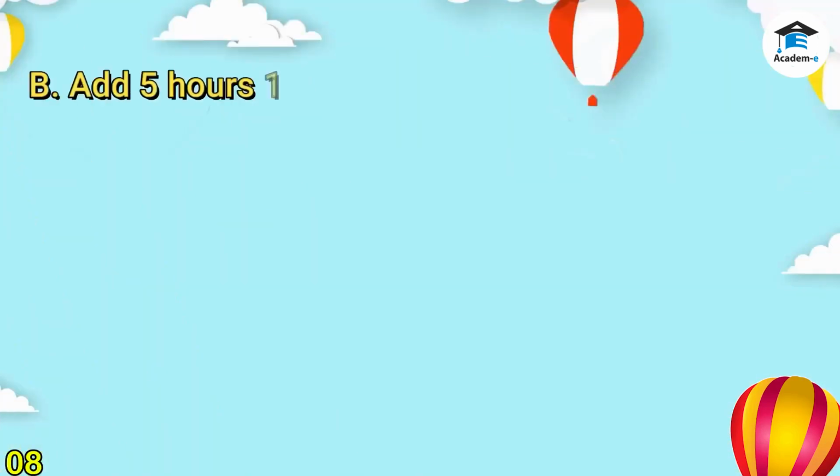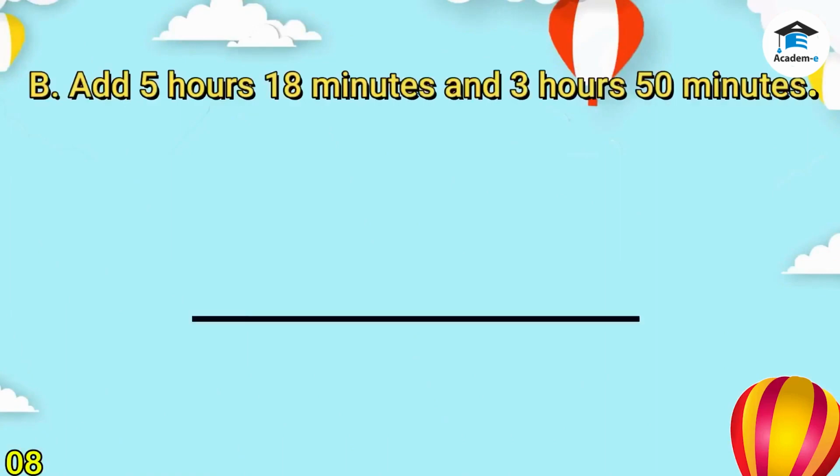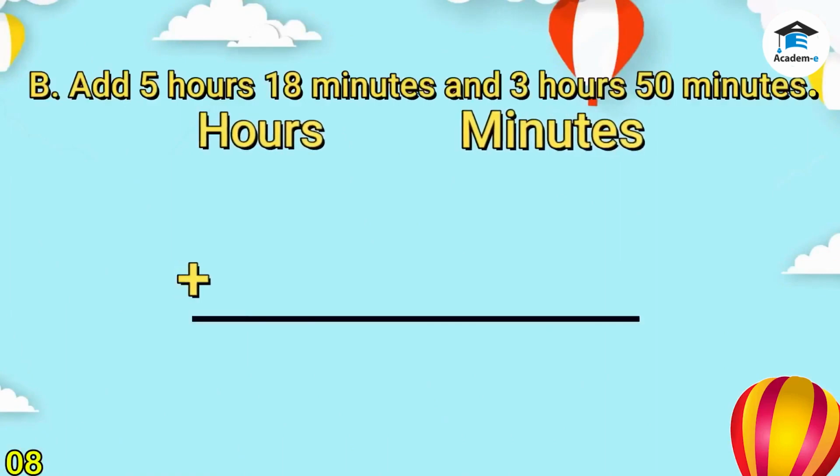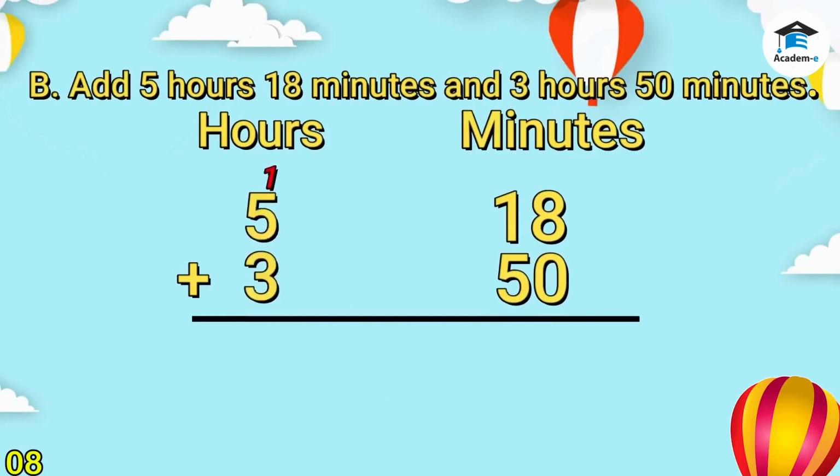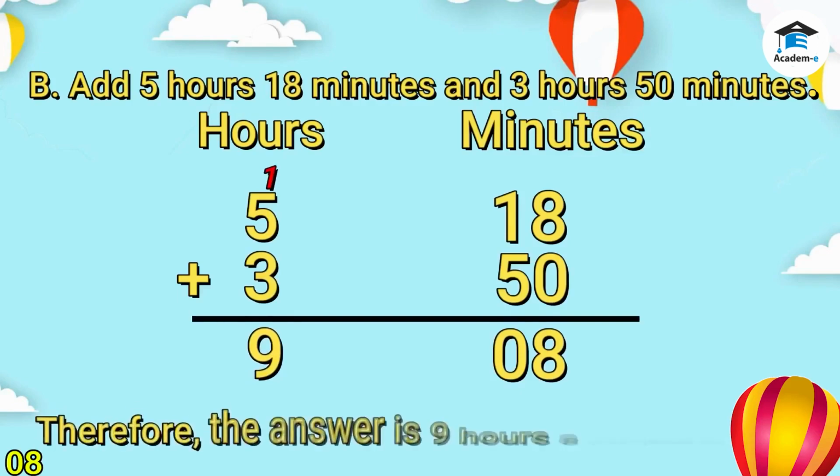Example B: add 5 hours 18 minutes and 3 hours 50 minutes. To solve, add first the minutes, that is, 18 and 50, which is equal to 68 minutes. Note that if the answer is 60 minutes or above, we convert it into hours and minutes. So, 68 minutes becomes 1 hour 8 minutes. Carry over the 1 hour to the hours column and write 8 in the minutes column. Then, add the hours, that is, 5 plus 3 and 1, which will give us 9 hours. Therefore, the answer is 9 hours 8 minutes.